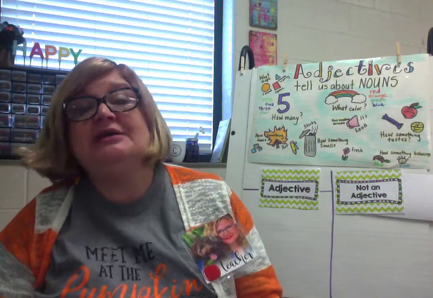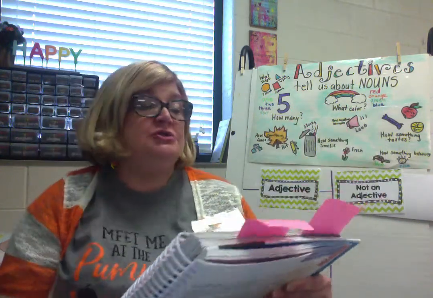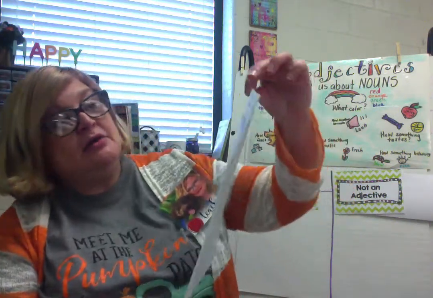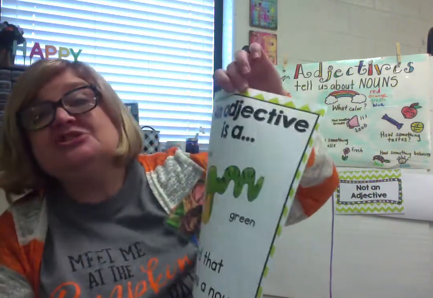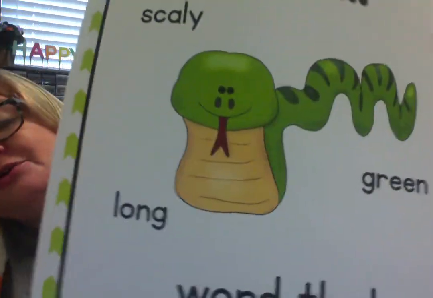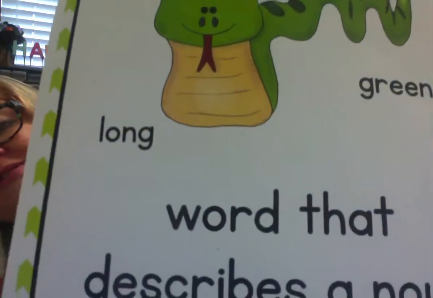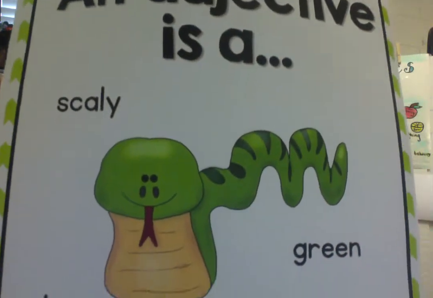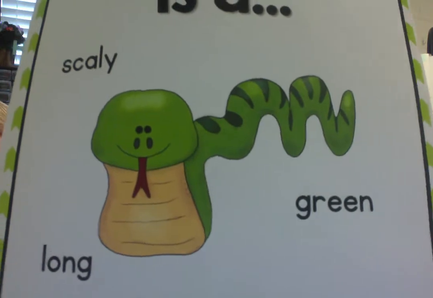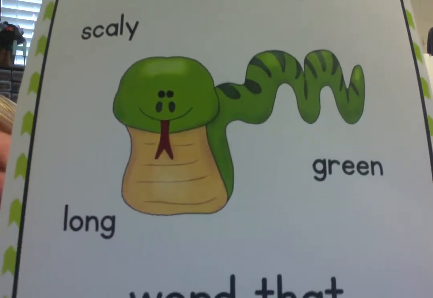And then we're going to come back to the passage a little bit later on this week with our two fables from Aesop. But right now I want to go over adjectives, okay? So we'll have a little bit of a refresher. We know that an adjective describes a noun, boys and girls. So here we have a snake, and we see that the snake is scaly. The snake is green. The snake is long.